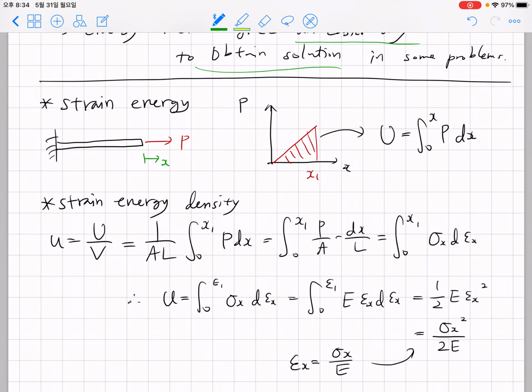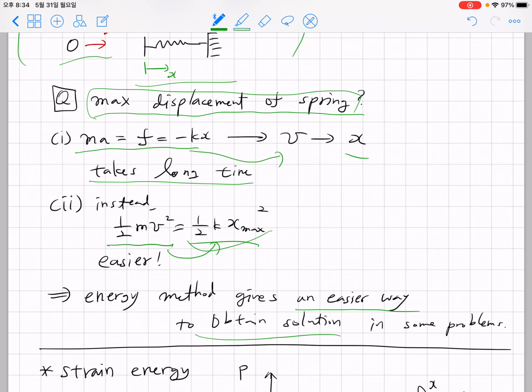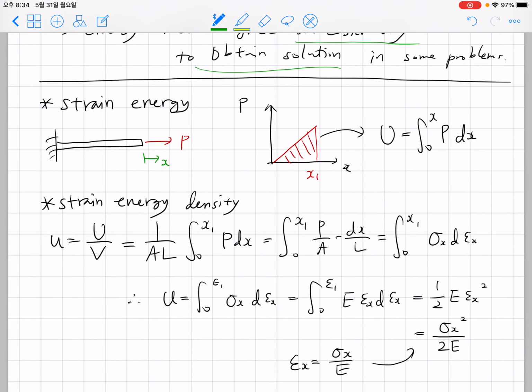Strain energy is similar to the potential energy you already have here. If you try to extend, for example, this axial bar with force P, and you draw the force and displacement relationship, you're going to have this triangular shape, and the area below indicates the energy accumulated in this beam in the form of strain energy. This energy accompanied with the strain change of the structure, we call strain energy.